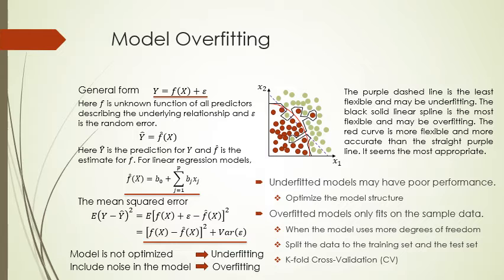From the example, we find when the model is more flexible and uses more degrees of freedom, we are more likely to be overfitting. The overfitted model only gives accurate results on the sample data we use to develop the model, but it may have poor performance in statistical inference.